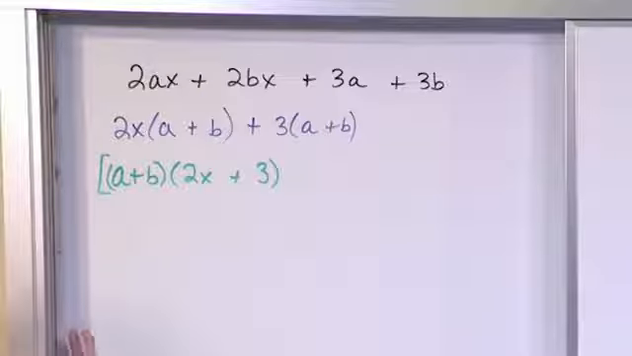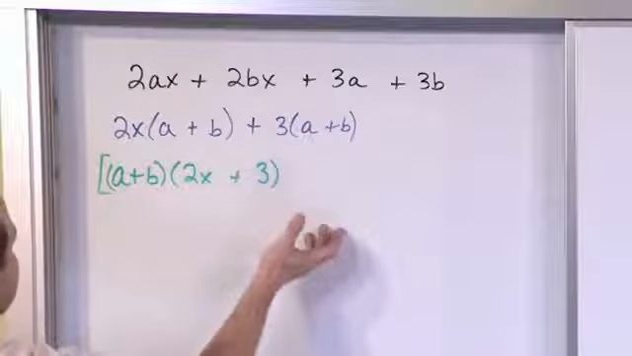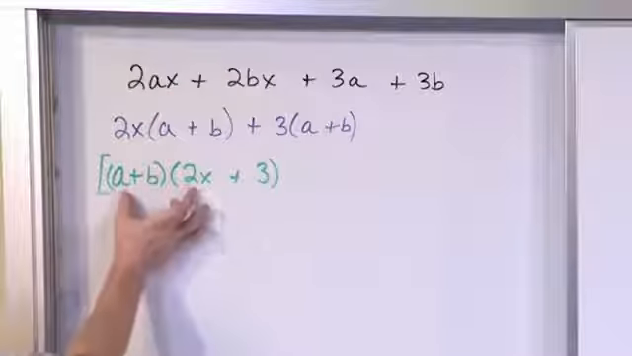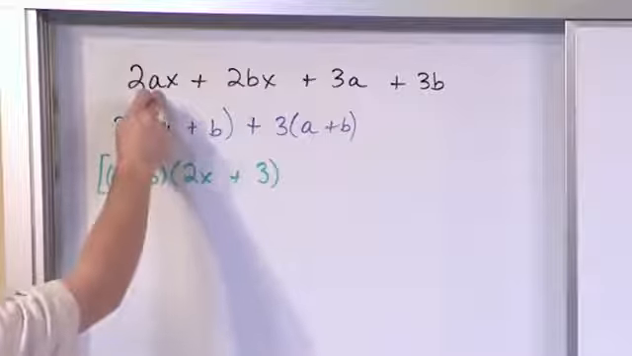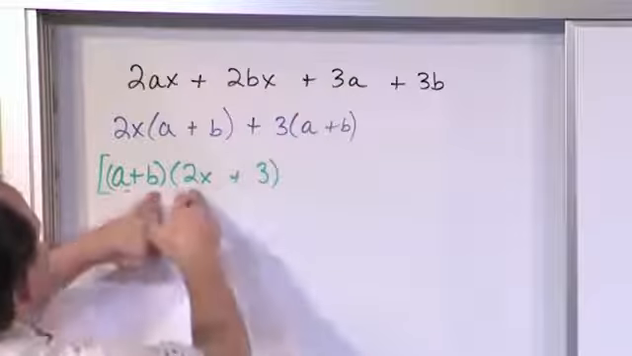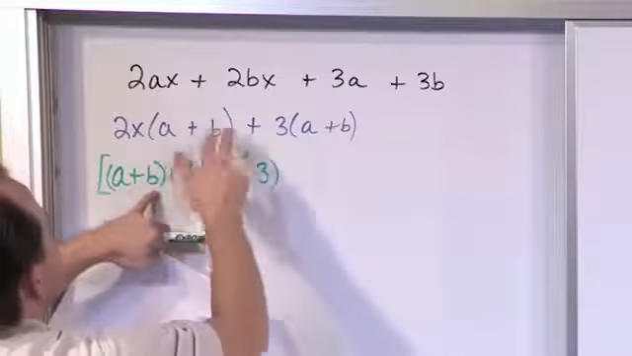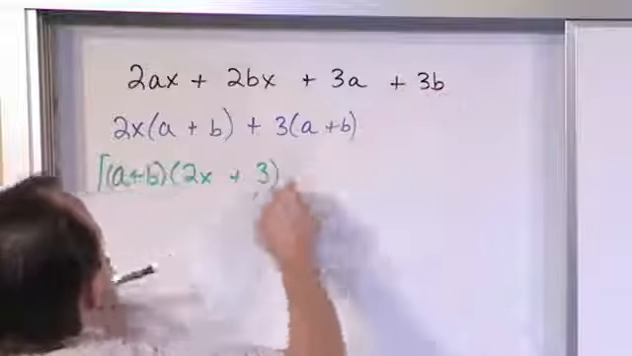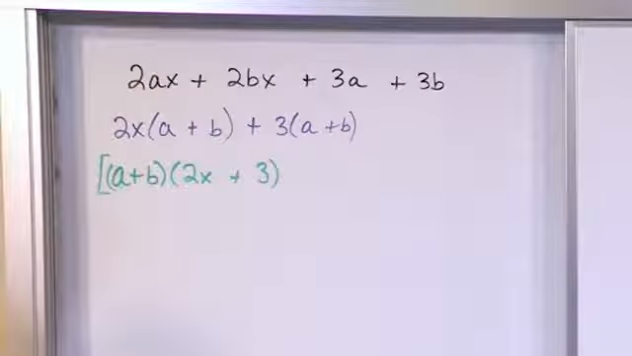And if you were to take your time to do FOIL, first, inside, outside, last, you're going to get back what we started with. And if you think about it, the first terms, 2x times a, gives you this guy. The outside terms, a times 3, is this one here. The inside terms, b times 2x, is going to give you 2bx. And the last terms is 3b, which gives you the last one. So you can check everything once you factor. Just reverse multiply everything, and you really should always get back what you started. Otherwise, you made a mistake.